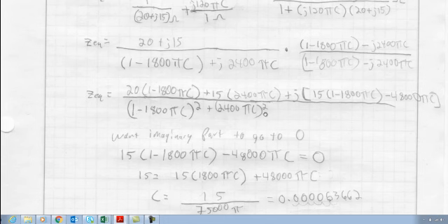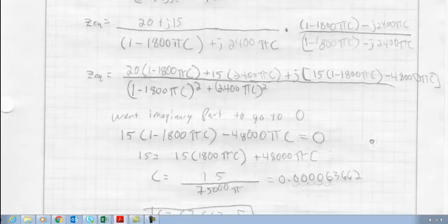What this is going to do is now have a completely real denominator. And so now I'm getting together the real portion here in the numerator and the imaginary portion. I don't have to go through solving the rest of this. All I know is that I want my imaginary part to go to 0. So in order for that to happen, this scalar multiple of j needs to go to 0. So 15 times the quantity 1 minus 1800 pi c minus 48,000 pi c has to go to 0.